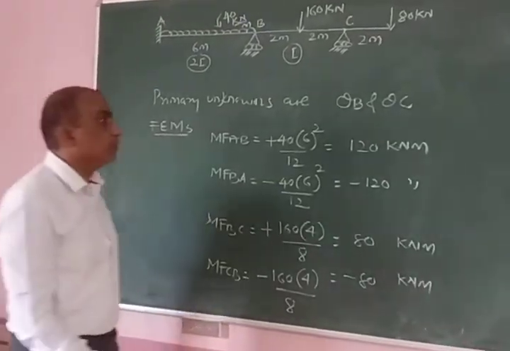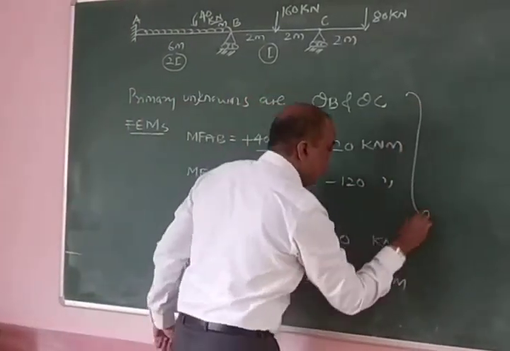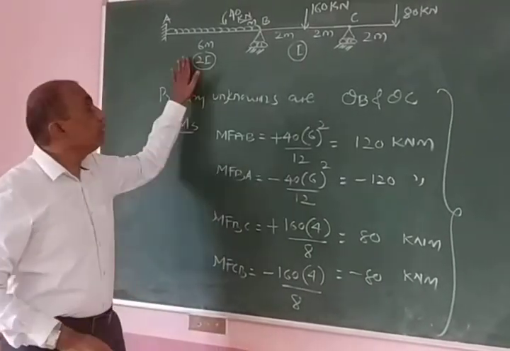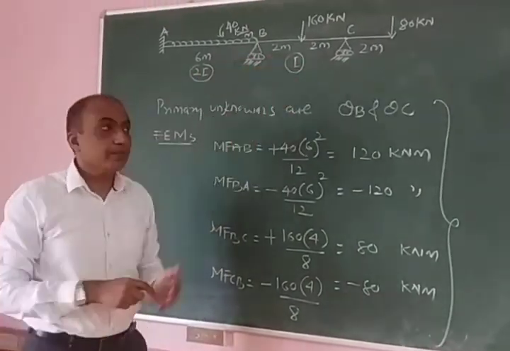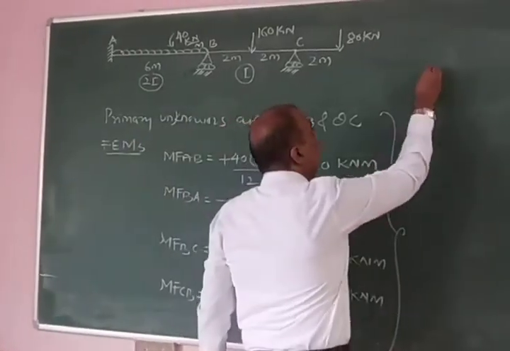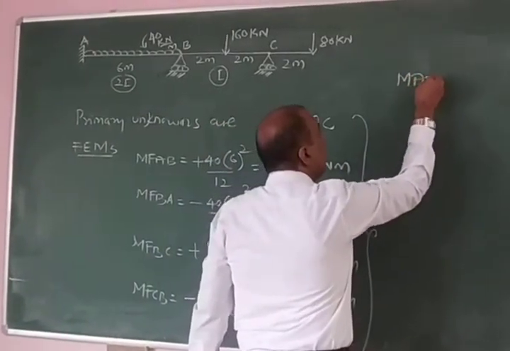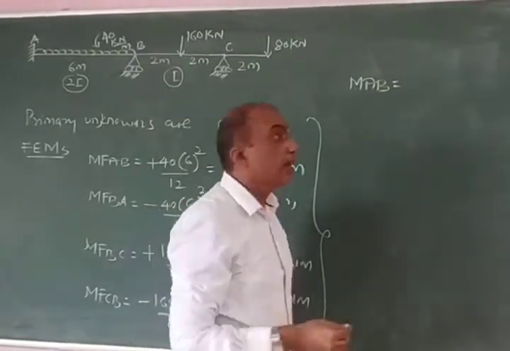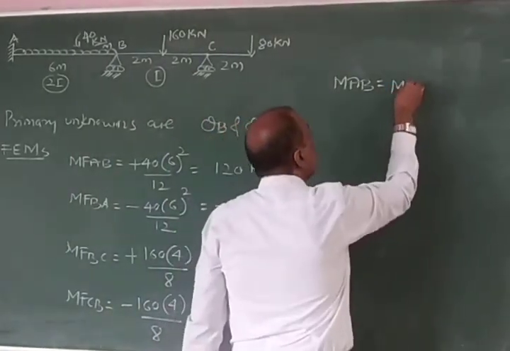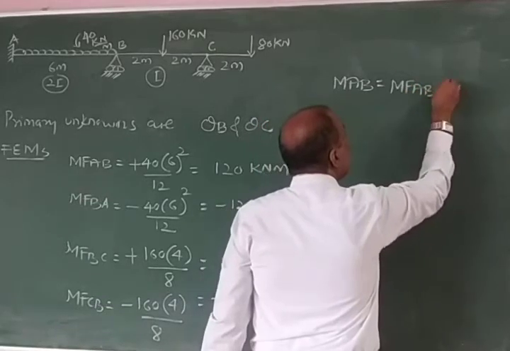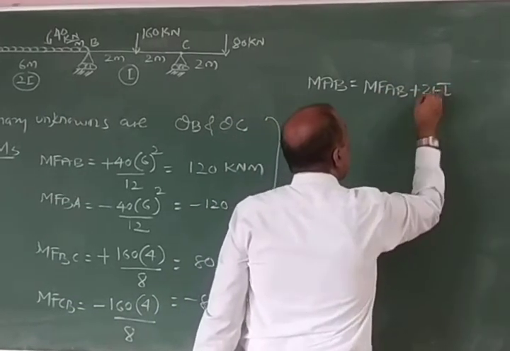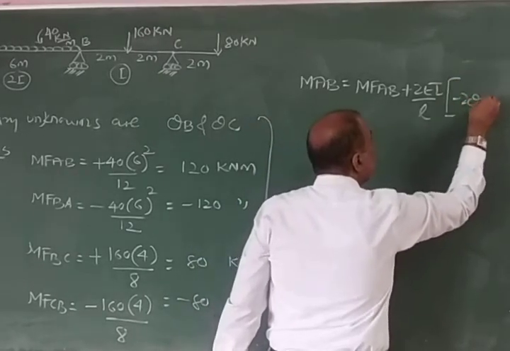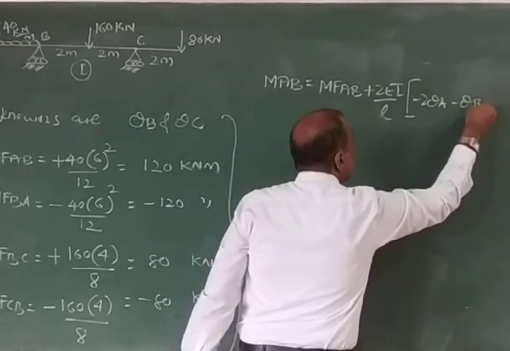After writing the fixed end moments, our next step is we should write the slope deflection equations. How many slope deflection equations? 2 for AB and 2 for BC. So I will do that first. MAB, we can directly write down MAB. I can write the formula once, and afterwards directly we can substitute. MAB is equal to MFAB plus 2EI upon L of AB into bracket minus 2 theta A minus theta.